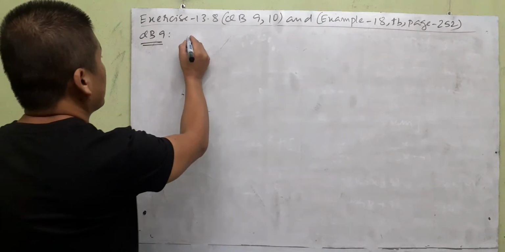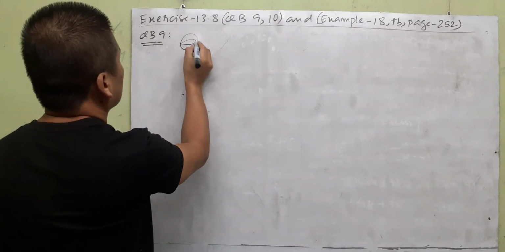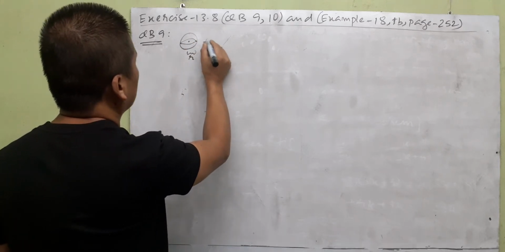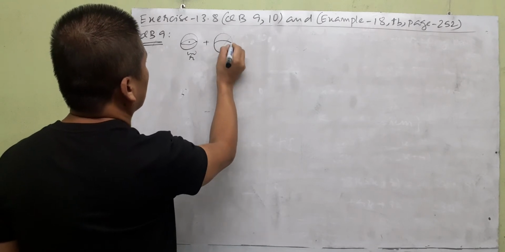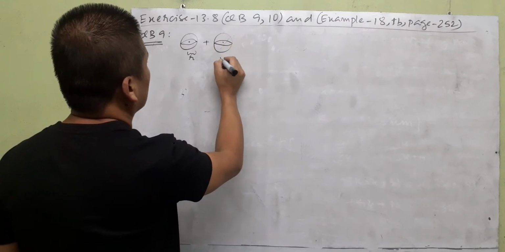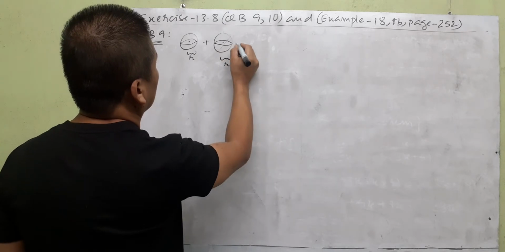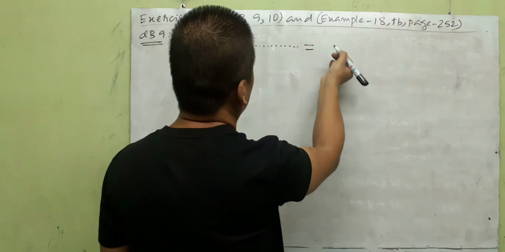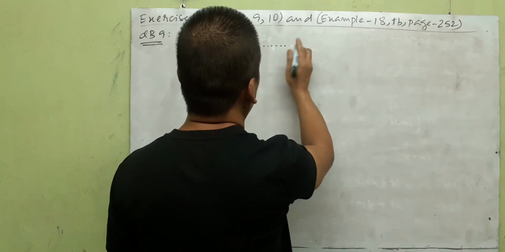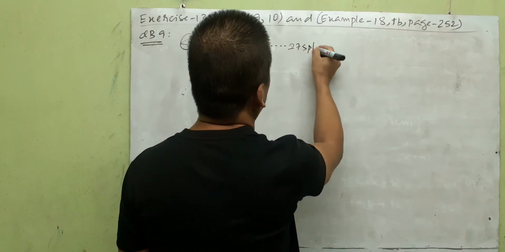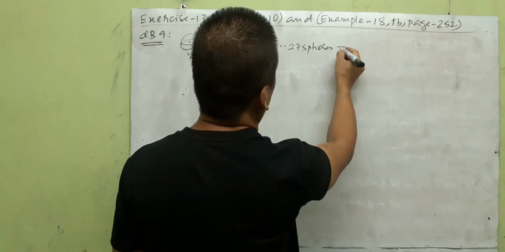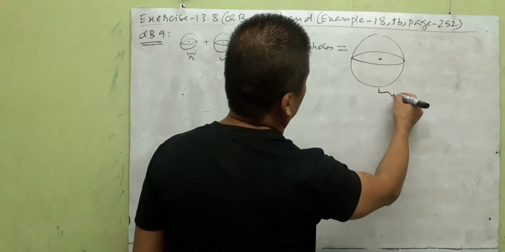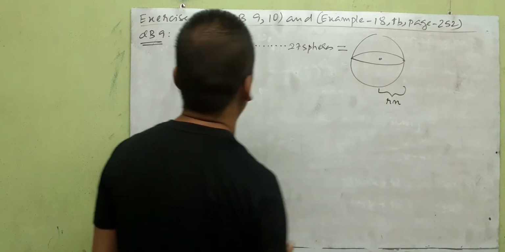So there are some small spheres, like this. Let us say the radius, all of the same size, is R. 27 of them are there. They are melted together to form a single big one, like this. The radius of the new one, let us say, is Rn.